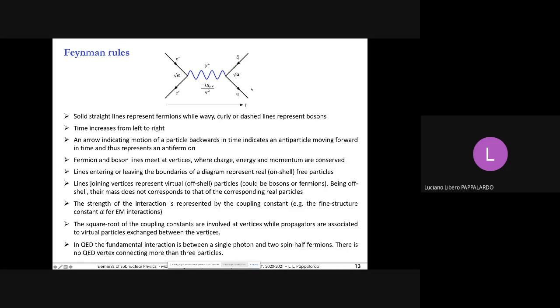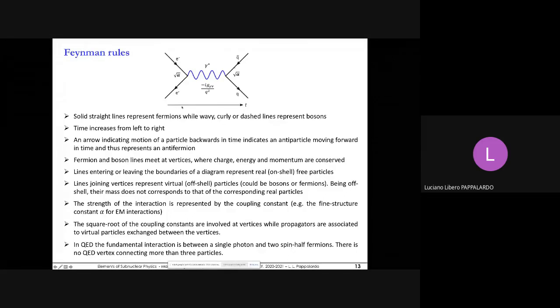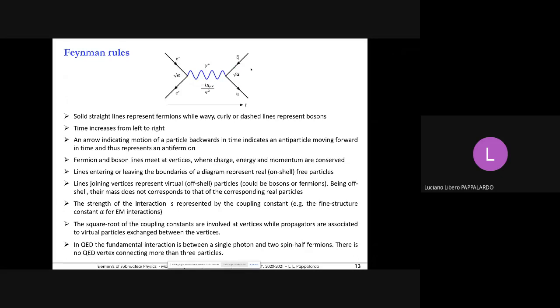An arrow indicates the motion of a particle, and an arrow pointing backward in time, such as this one here, okay? Time goes in this way, and this arrow points backward in time. This indicates an antiparticle moving forward in time, and thus it represents an antifermion. Okay, so in order to graphically distinguish between fermion and antifermion, we use the old prescription that the antiparticle moves backward in time. Okay, just to distinguish them graphically. Of course, both particle and antiparticle propagate forward in time, as we know.